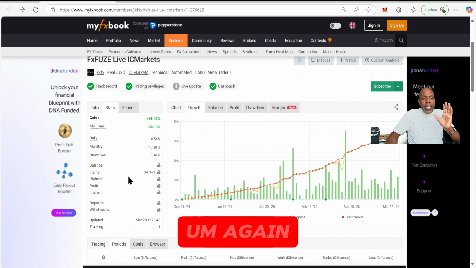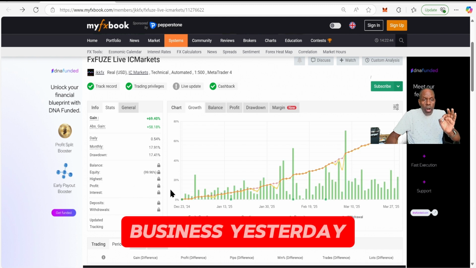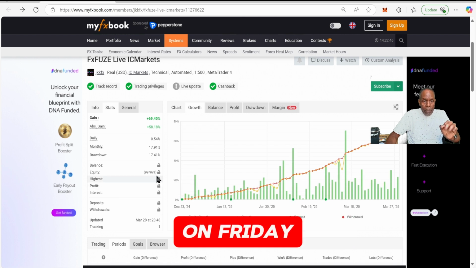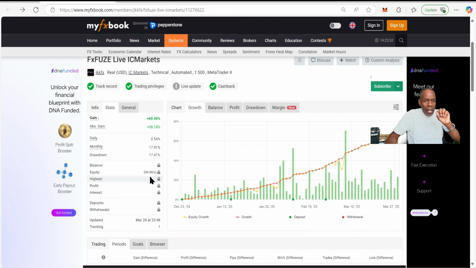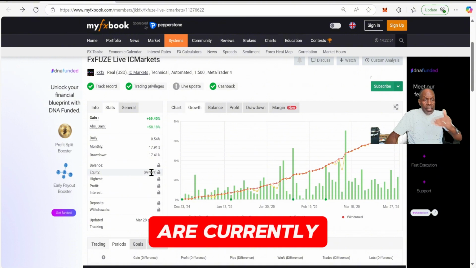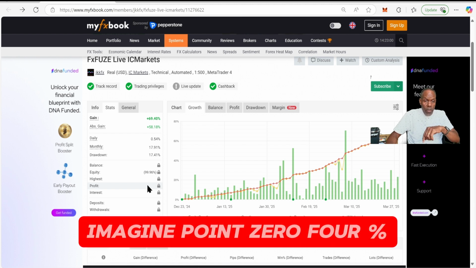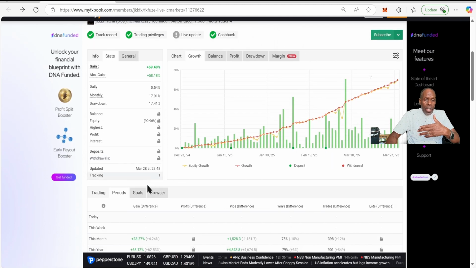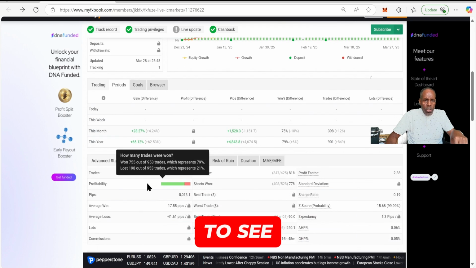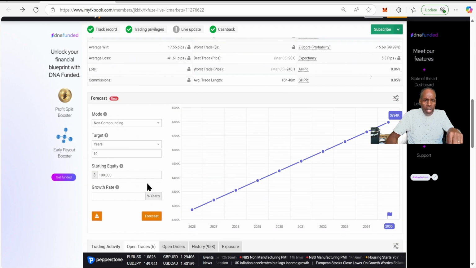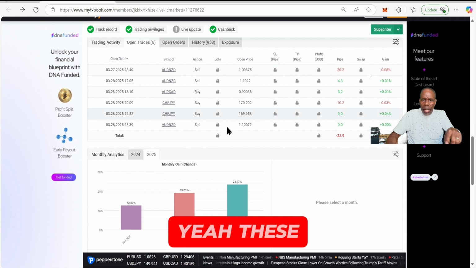17.41%. As at close of business yesterday, Friday, 2 days ago, the running trades that are currently running are less than 0.04%. Can you imagine? 0.04% is what I closed with. In fact, you want to see those particular numbers, those particular trades, they are here. Yeah, these are the trades.